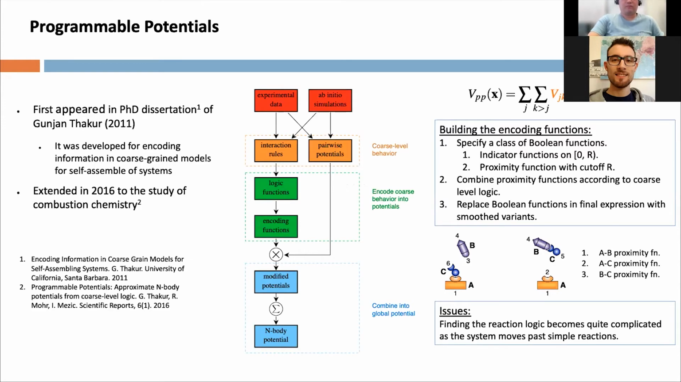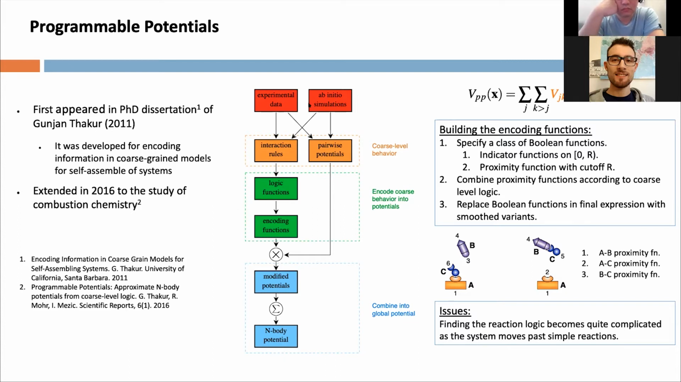So the programmable potentials first appeared in a PhD dissertation by Dr. Gunjan Thakur in the 2000s. It was really at that time developed for encoding information in coarse-grained models for self-assembling systems, in particular soft biomolecules. We extended this in 2016 to the study of combustion chemistry on an ARO MURI project. You can see the references there. So the main idea is captured in this figure here.